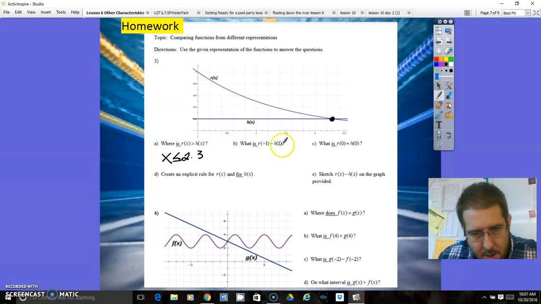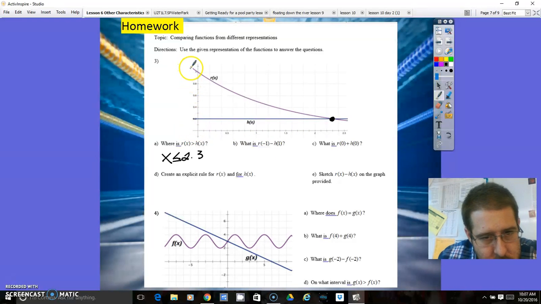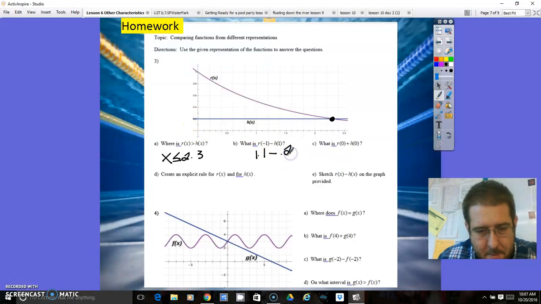What is r of negative 1 minus h of negative 1? R of negative 1 is, looks like about 1 point, ooh, this is hard to tell. What is it going by? What increments? Oh, I'm sorry, there's 0. That makes more sense. 1, 2, 3, 4, 5, 6, 7, 8, 9, 1 whole. I would say that's about 1.1, if I had to guess. And h of negative 1 is exactly 0.2. 1.1 minus 0.2 gives us 0.9 as the answer.